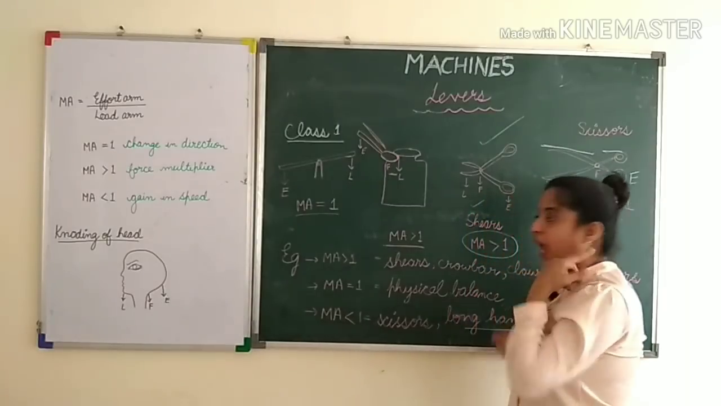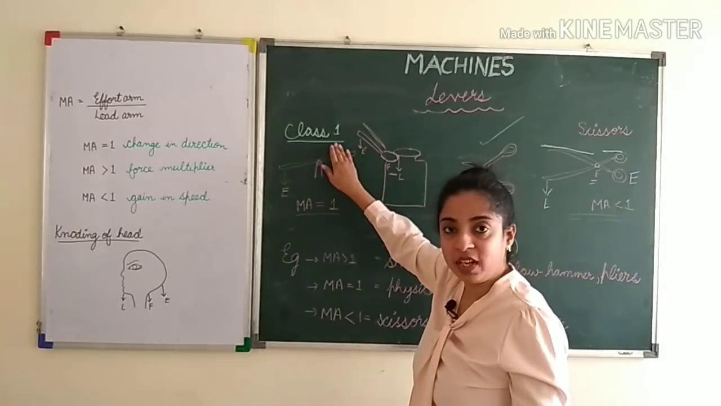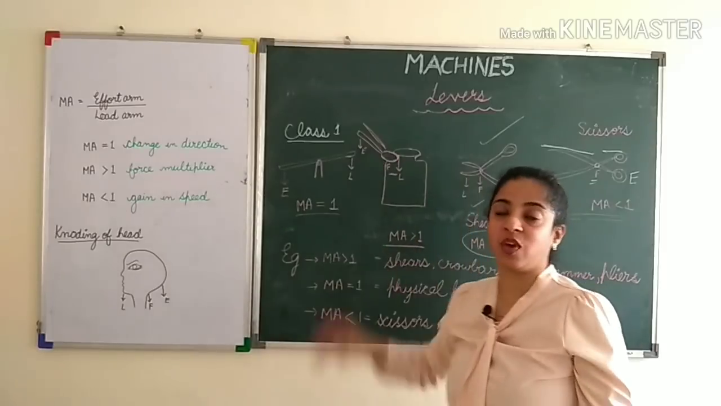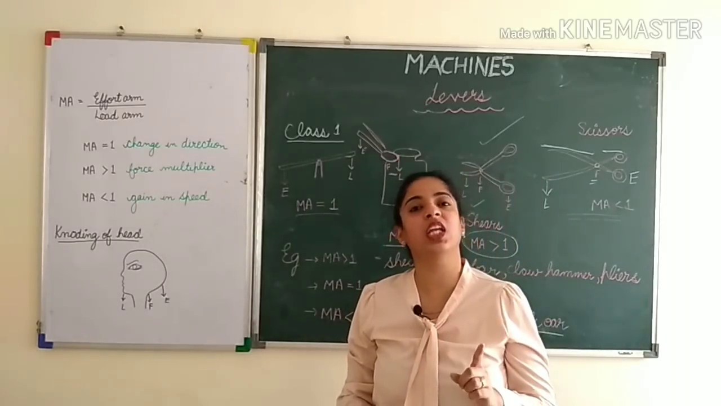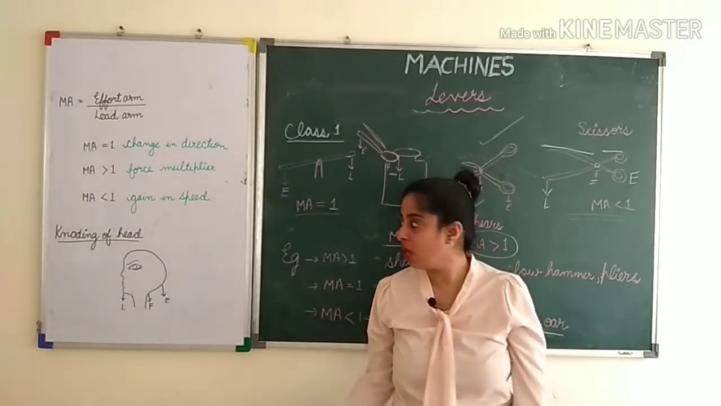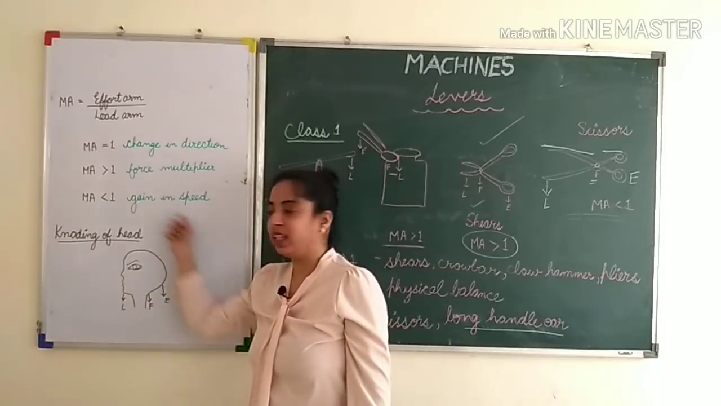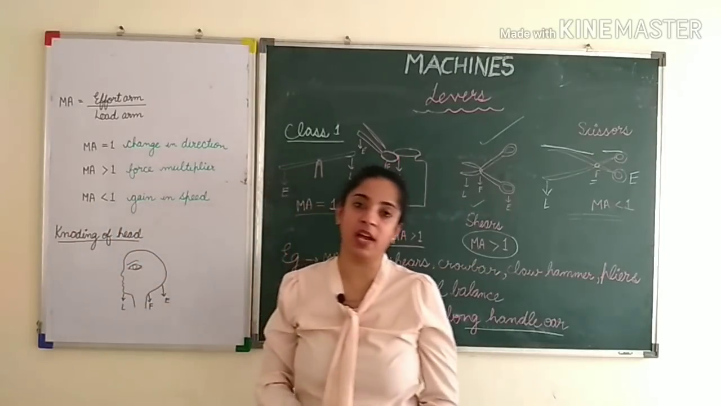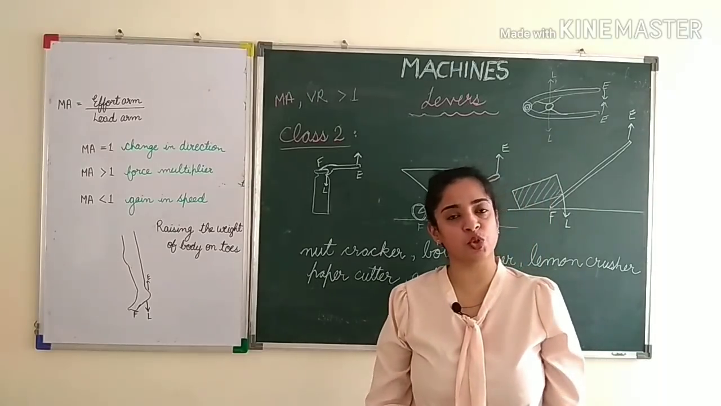So to recap, in class 1 type of a lever, we get all the examples where mechanical advantage is more than 1, equal to 1 and less than 1, and in our body the example is nodding of head. Now let's study class 2 types of lever.